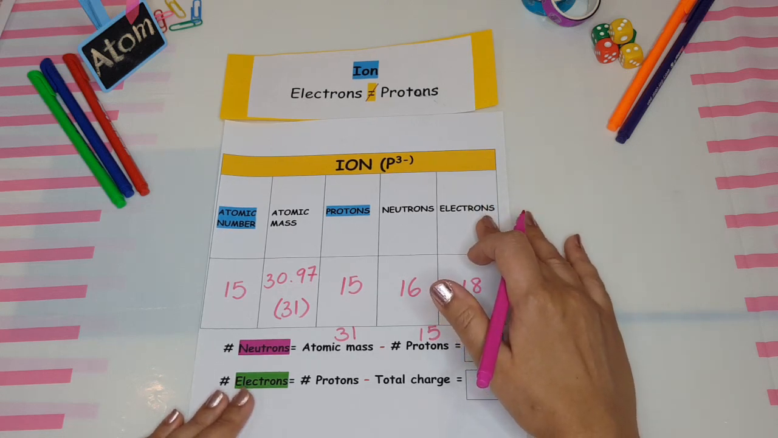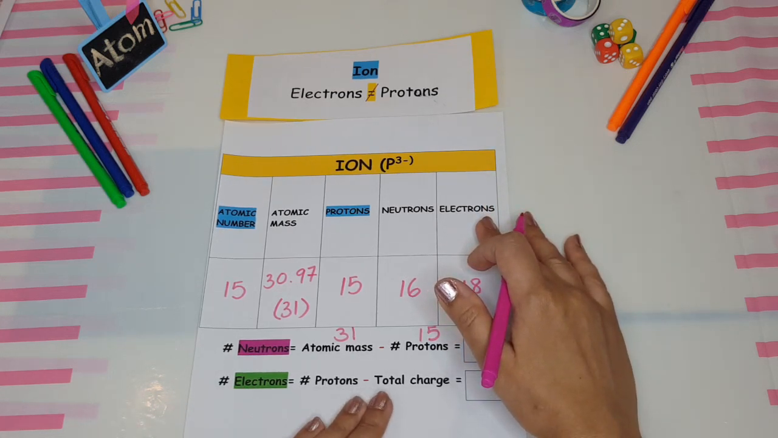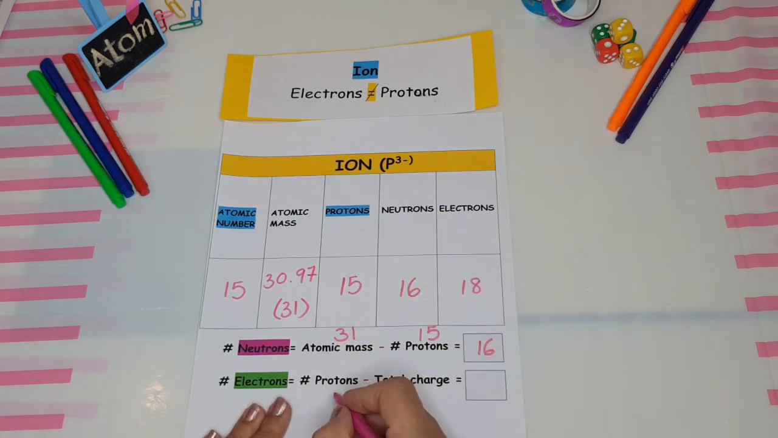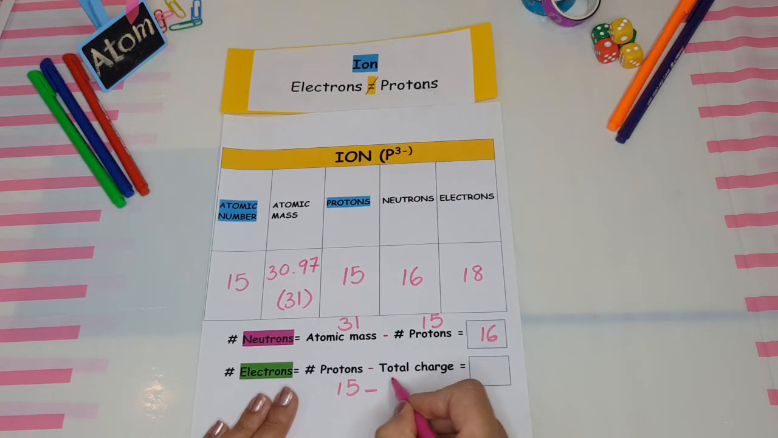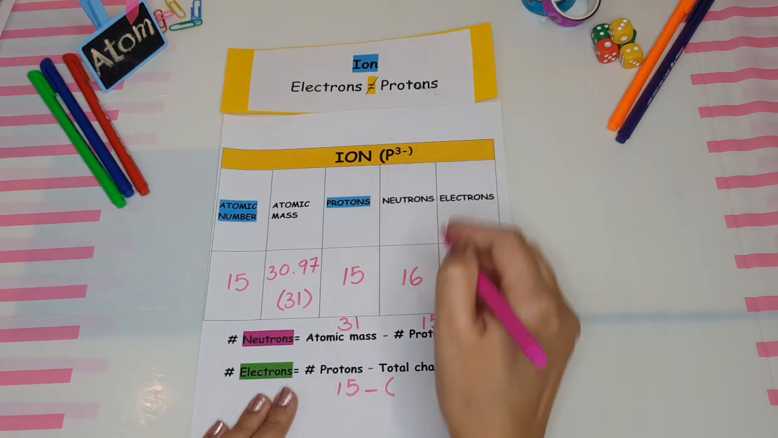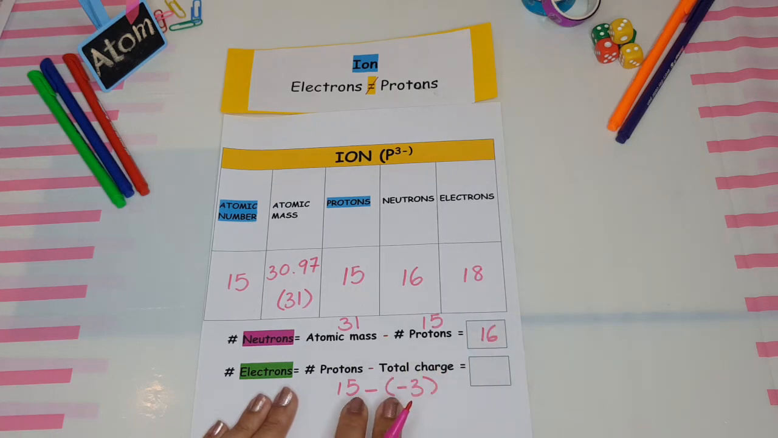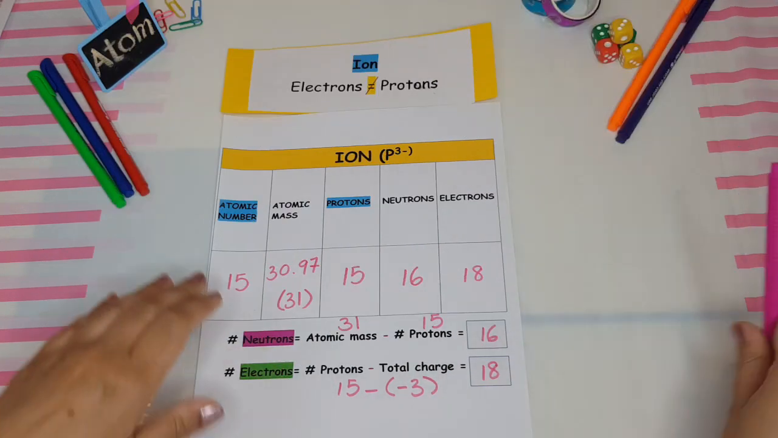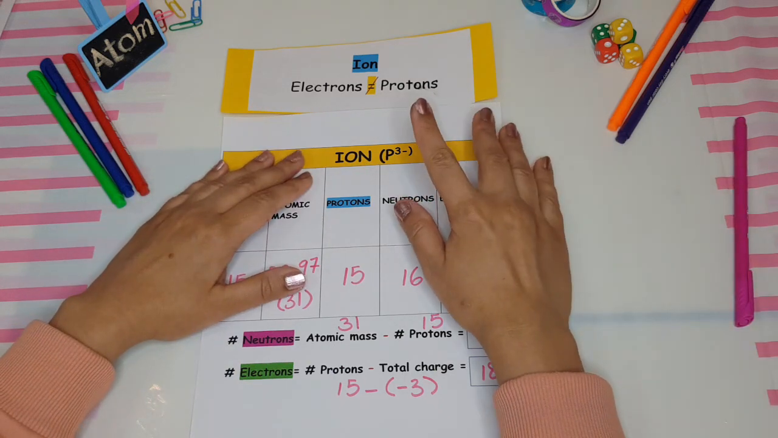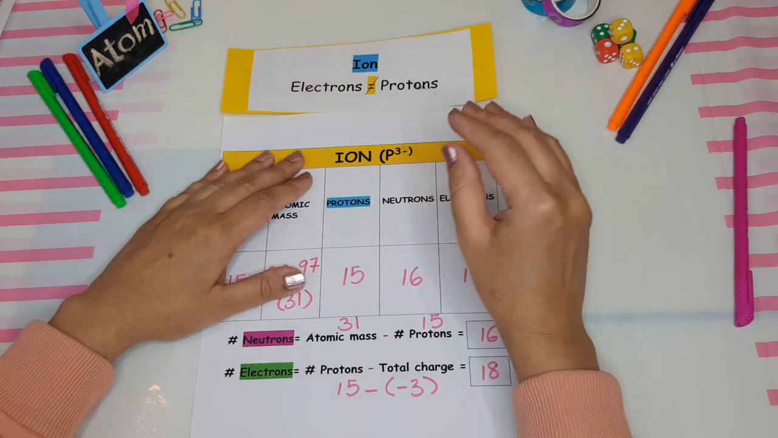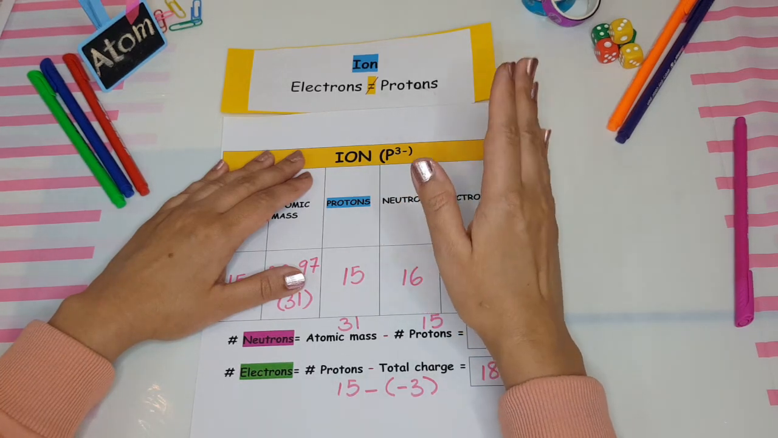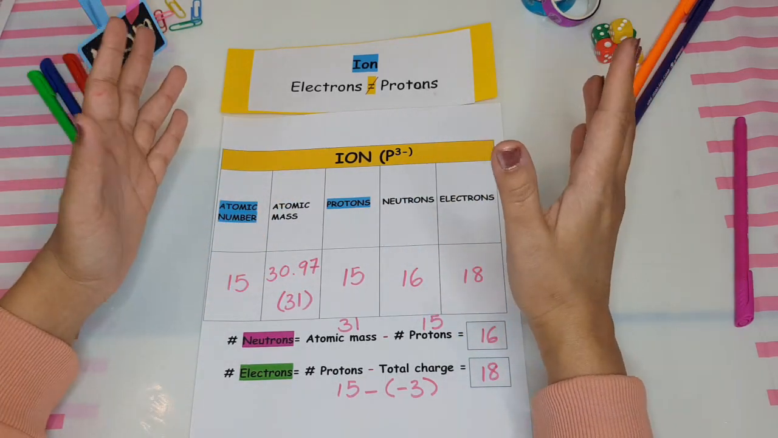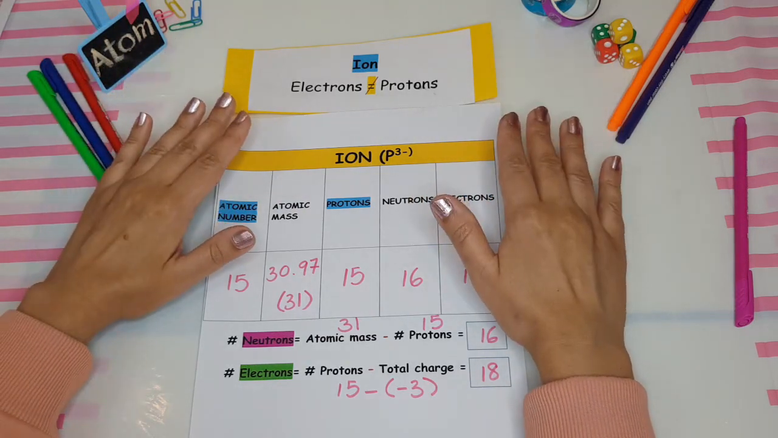To figure out our electrons, we are going to subtract the total charge from the number of protons. We have number of protons here, 15. Subtracting the total charge, which is -3 here. These two are going to multiply, giving us the number of electrons, 18. Always remember that if we have an ion with a negative charge, this is going to add the number of electrons, since we all know electrons are negatively charged particles.